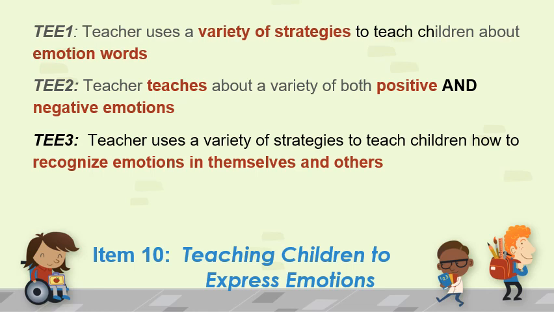TEE3. Teacher uses a variety of strategies to teach children how to recognize emotions in themselves and others. This can be done through planned lessons with whole group discussion of different emotions, both positive and negative. You can have children identify their emotions at the start of the day on a classroom chart, read stories about emotions, and help them talk about their emotions and others' emotions.